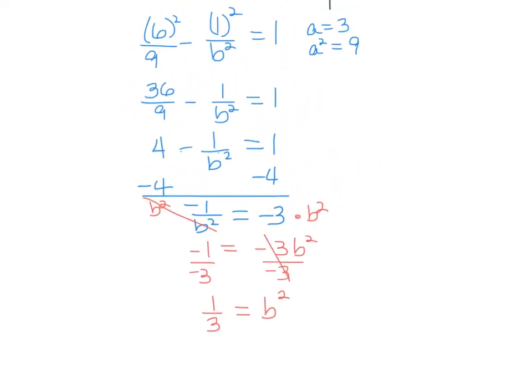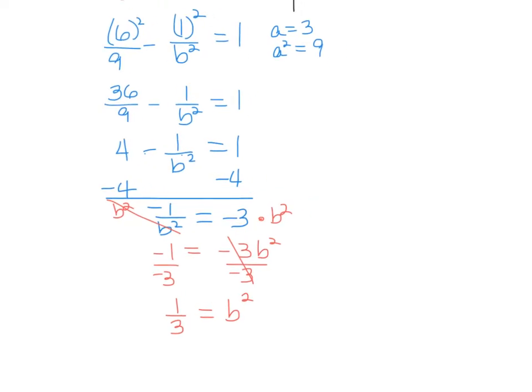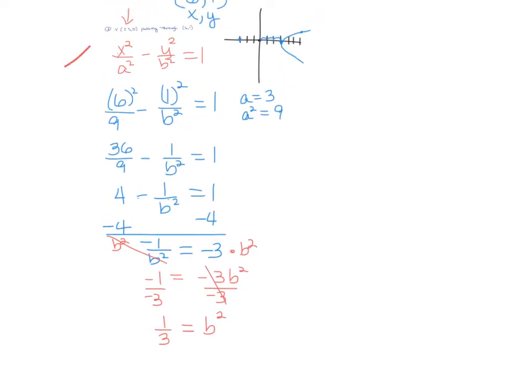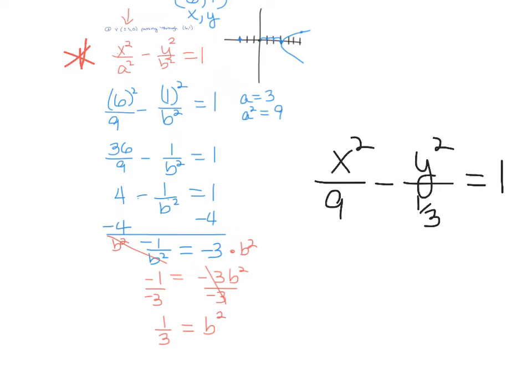So now I have my a squared and my b squared. So now I'm going to go plug it back in. So again, here's my original that I wanted to plug it into. So x squared over a squared minus y squared over b squared, and it equals 1.